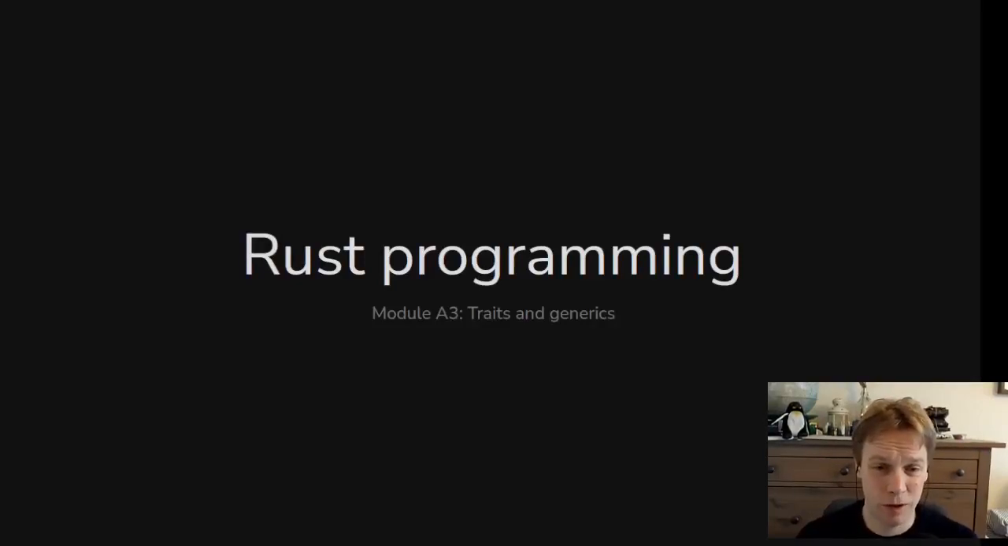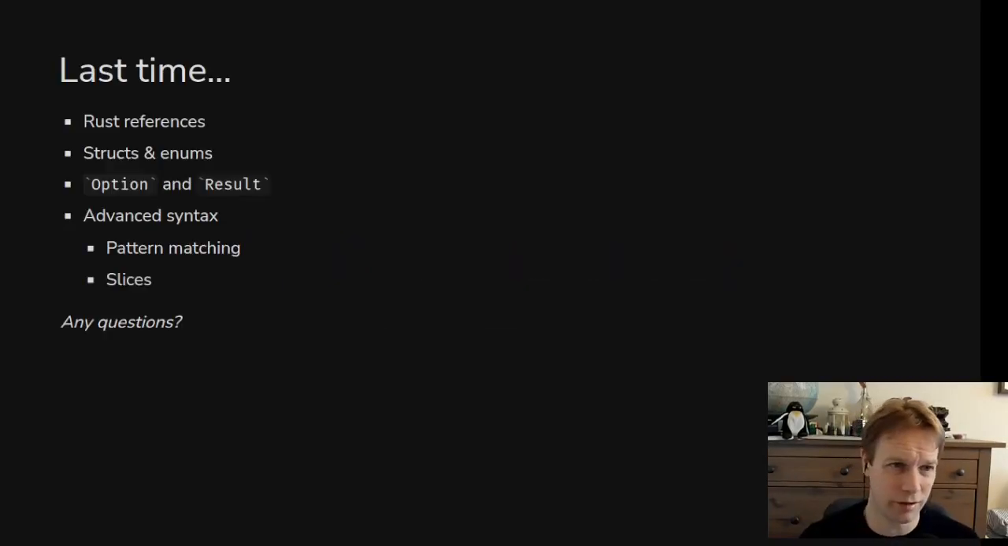This is video 12. My name's Andy, and we're learning how to code in Rust. And in this module, we're starting a new module in the slides called module A3, which is about traits and generics.